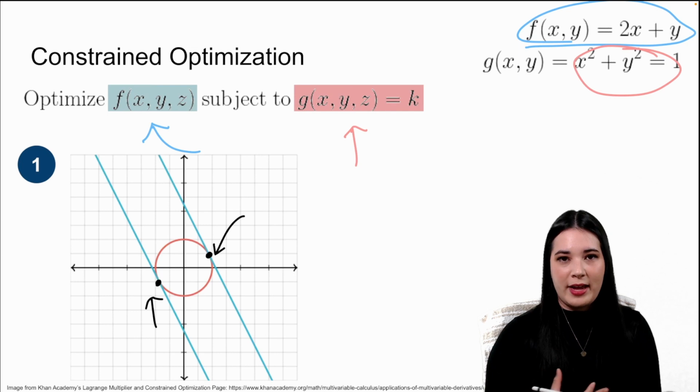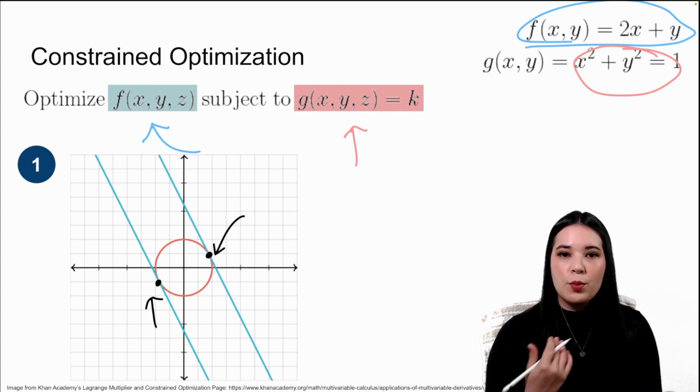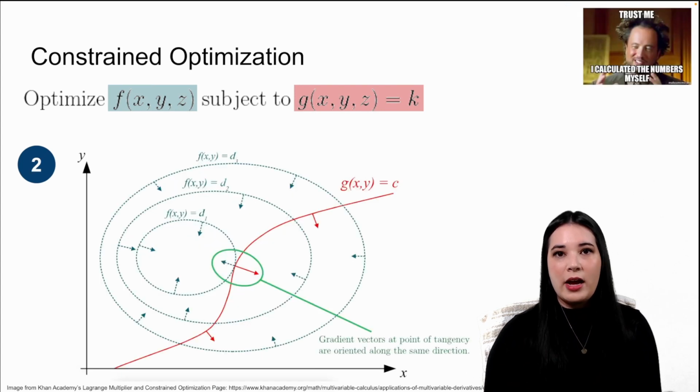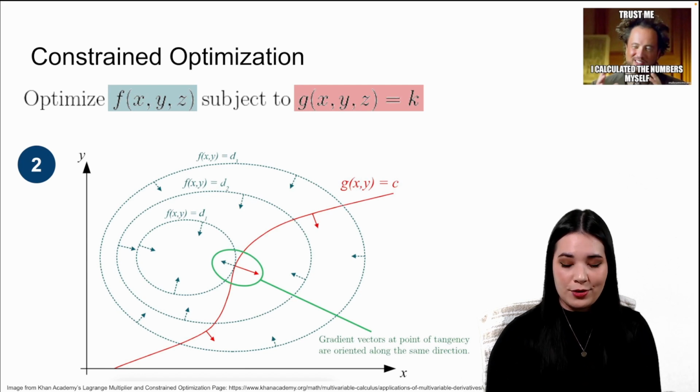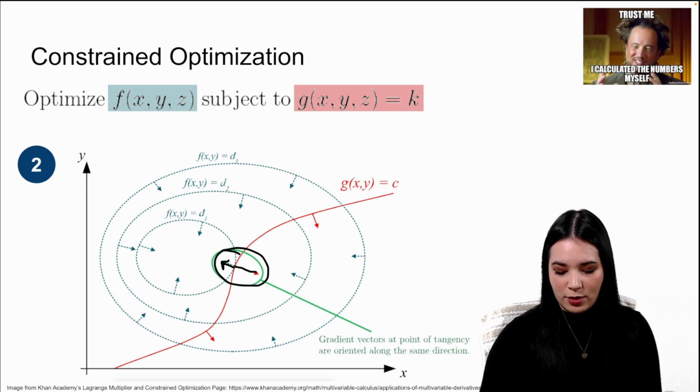So if we want to find the minima or the maxima of our function subject to a constraint, we need to find where that function is tangent to the constraint. Now, you can just take my word for this, but when two functions are tangent to each other, it means that their gradients are parallel. You can see an example of this here, where the gradient of our function is basically the same line as the gradient of our constraint, except it's scaled.